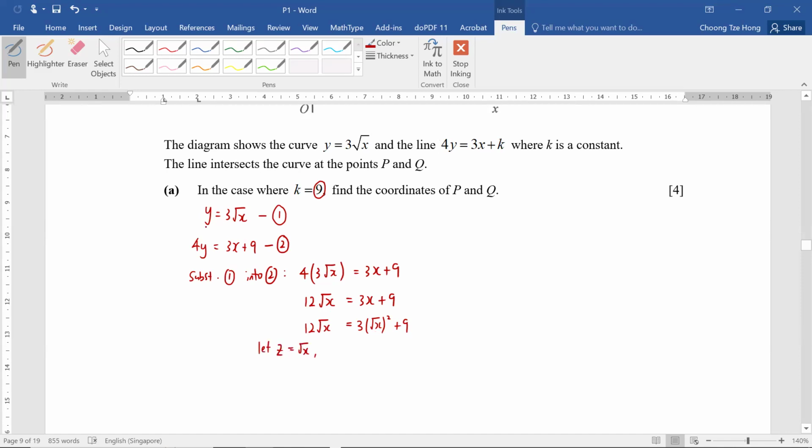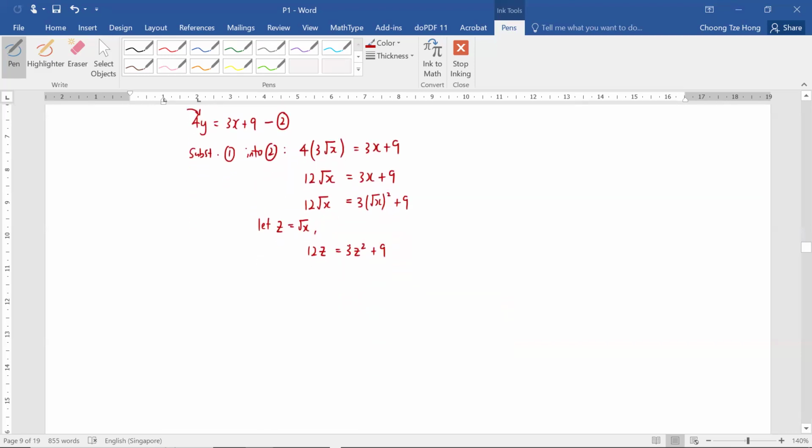I'm not going to use y because y is already a variable being used here, so I'll use z instead. Once we let z equal square root x, what we will have is 12z equals 3z squared plus 9. Now we have just a simple quadratic equation, which we are familiar with solving. So we'll bring everything to one side.